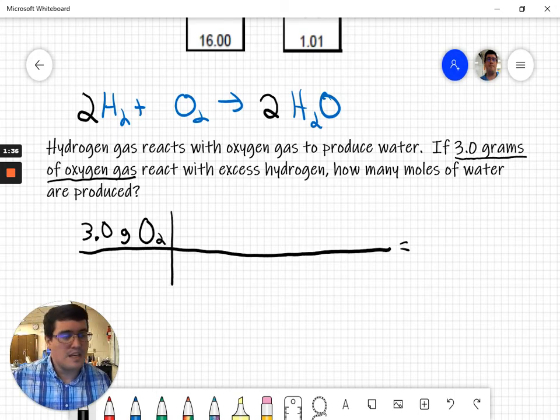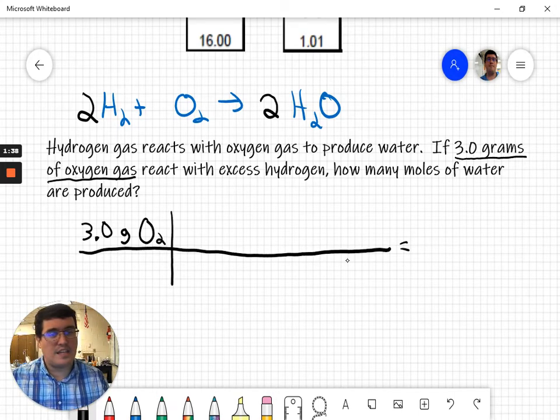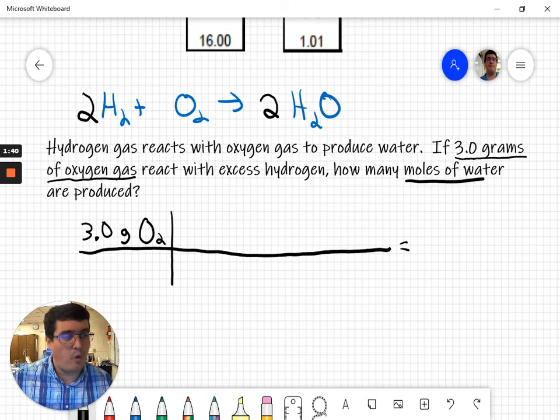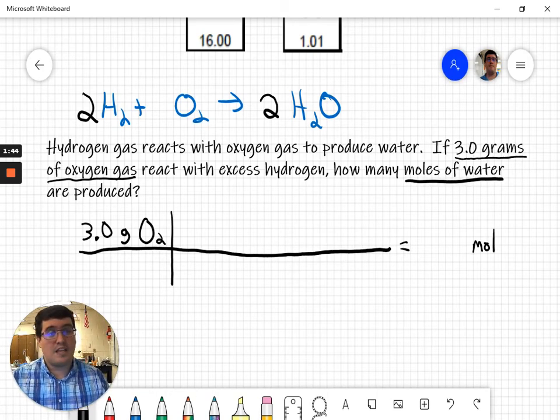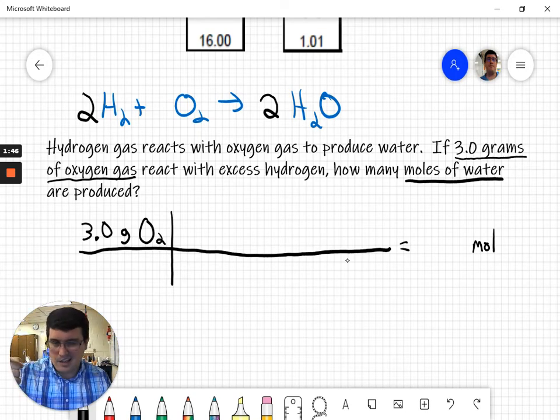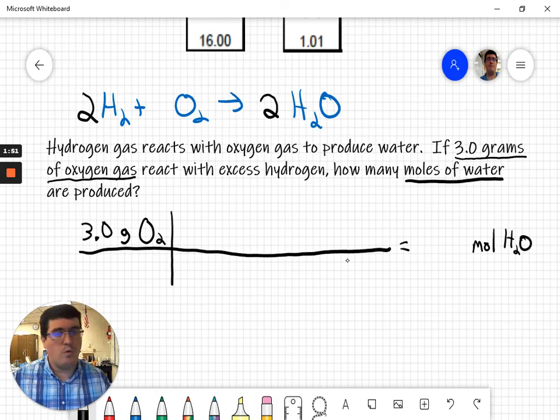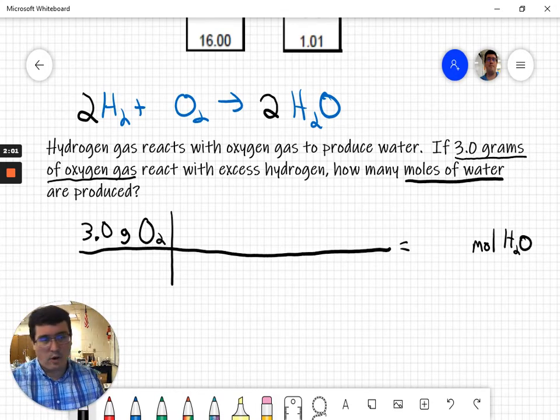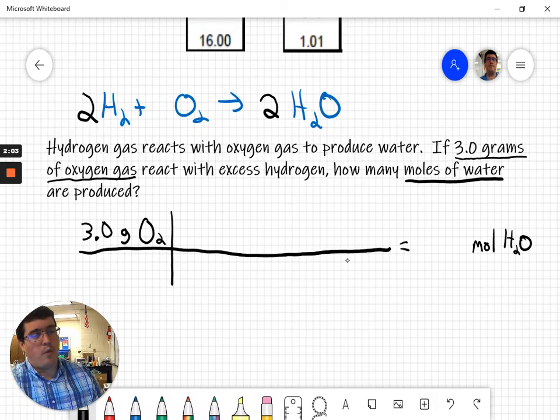That's the first step. The second step is we're going to go out to the end. What does it ask me to find? How many moles of water? So we're going to go to moles. I got to figure out which thing is water if I didn't know. Luckily, hopefully we all know this one. This is moles of H2O, because the description says hydrogen gas reacts with oxygen gas to produce water. So the only thing produced is water, H2O.